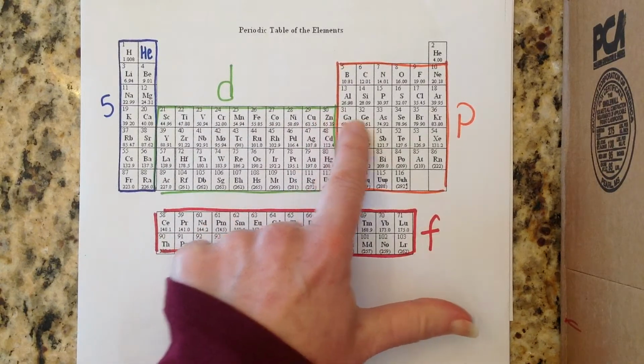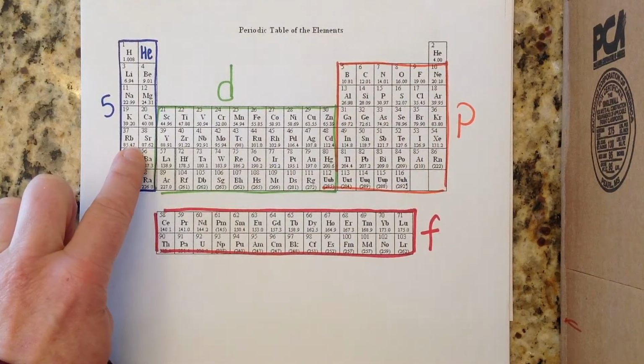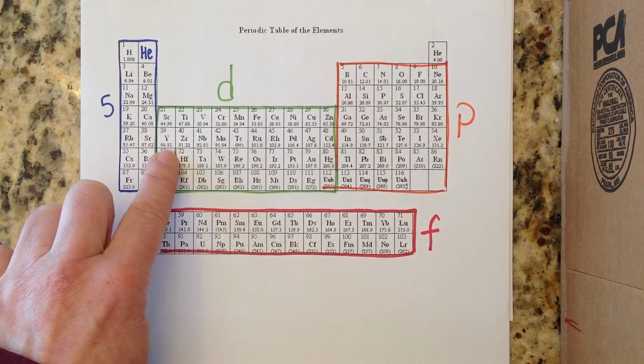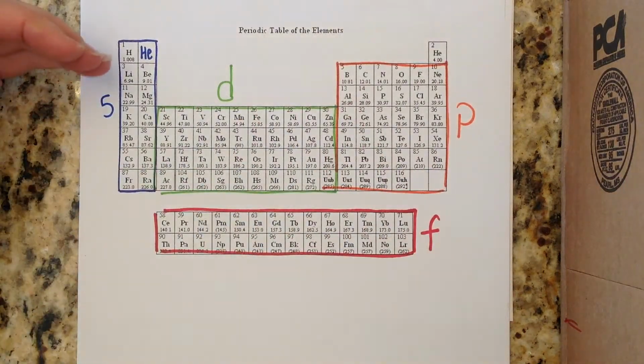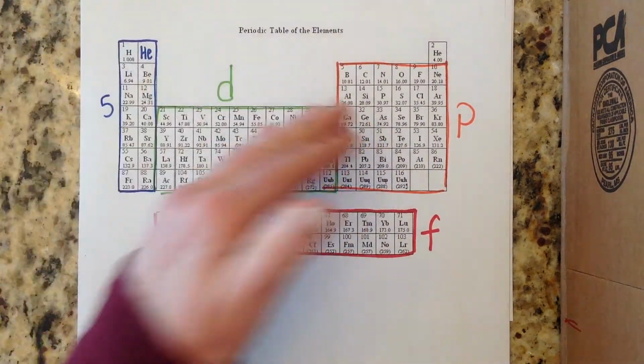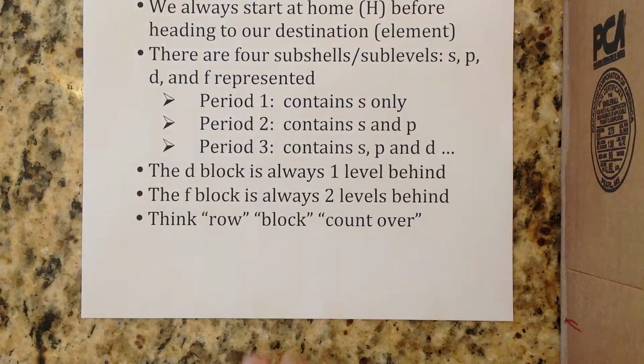Back to 4P6. 5S2, a level behind, 4D10. Back to 5P6. And so you see how we're reading it. So it's row, block, count over. And what you've probably seen is the exponent in the S block can go to a maximum of 2. The exponent for P is going to be a maximum of 6. D is going to be 10, and F is actually 14. So again, we'll talk about that in a little bit. So that's what I mean by row, block, and count over.